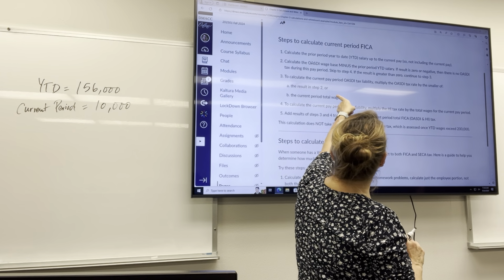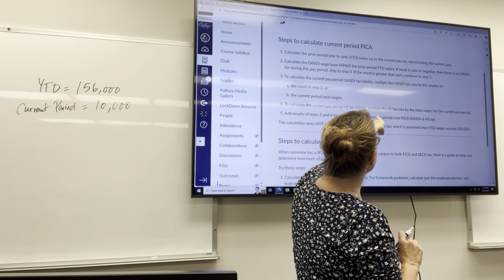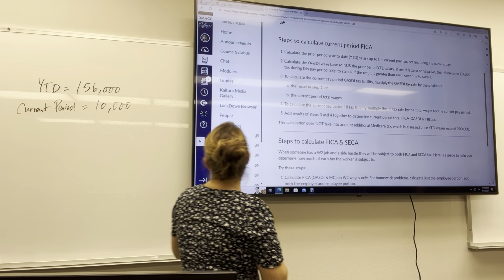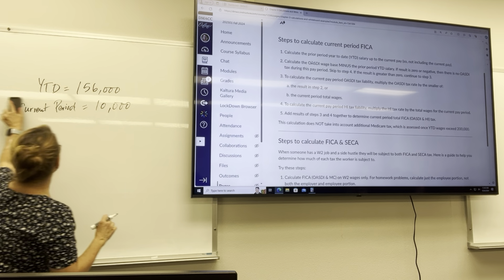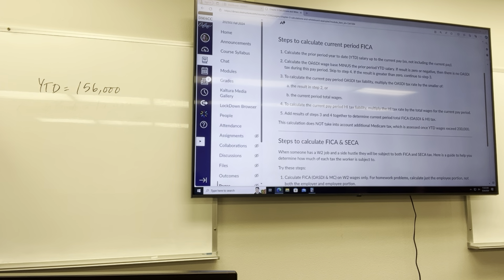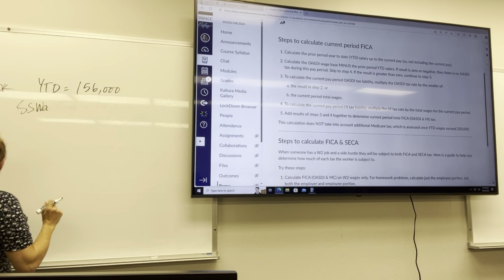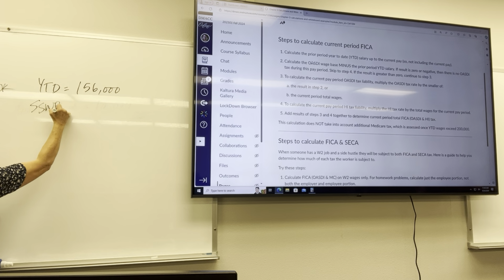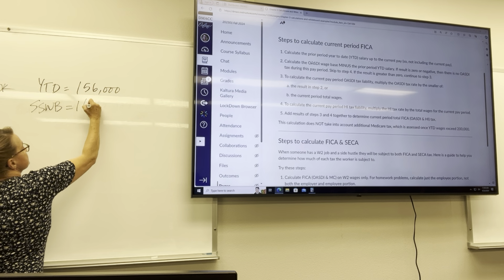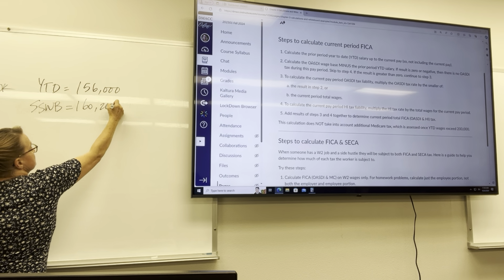Calculate the OASDI wage base minus the prior period year-to-date salary. All right. So I'm going to put the current period over here to the side. So we've got our Social Security wage base. I'm going to abbreviate it, SSWB, 160,200.